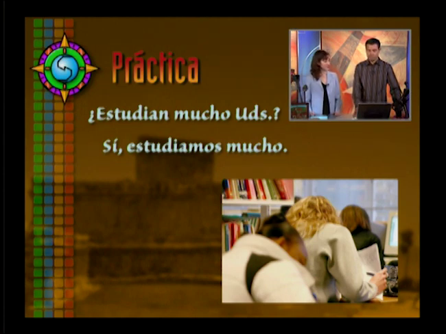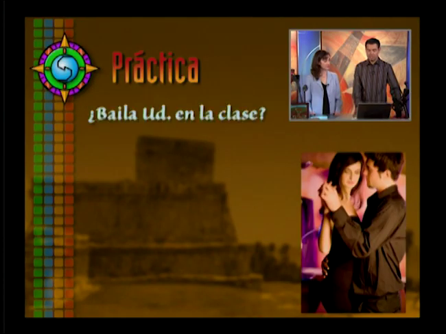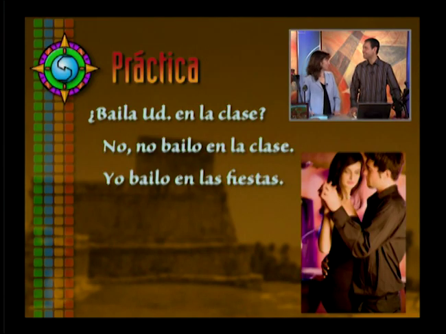All right, uno más. Okay. Y la siguiente pregunta es, ¿baila usted en la clase? ¿Baila usted en la clase? No, en la clase no. No bailo en la clase, yo bailo en las fiestas. Okay, no bailo en la clase, bailo en las fiestas. Sí. Muy bien. Bueno, hay clase de baile, ¿verdad? Hay clases de baile. Hay muchas clases de baile. En clase de español no. En la clase de español no bailo. Okay, ¿sí? Muy bien. All right, excelente.